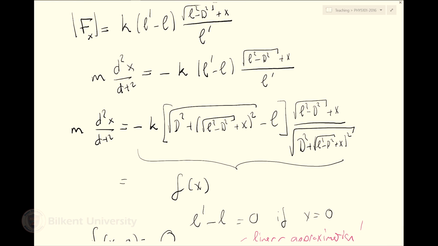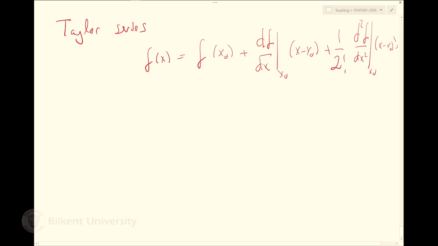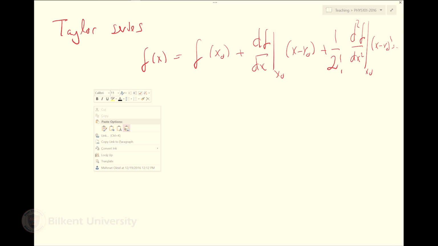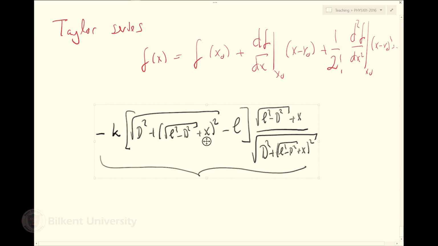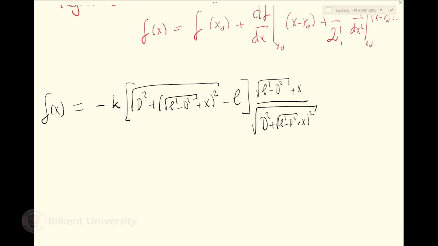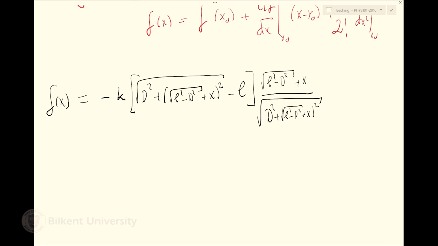So I will use the tools of technology to hopefully save some time here. Good. I'm not sure if I saved any time, but so that's my f of x. So I'd like to take the derivative of this function. Okay? Now, that's what I'll do. df dx.